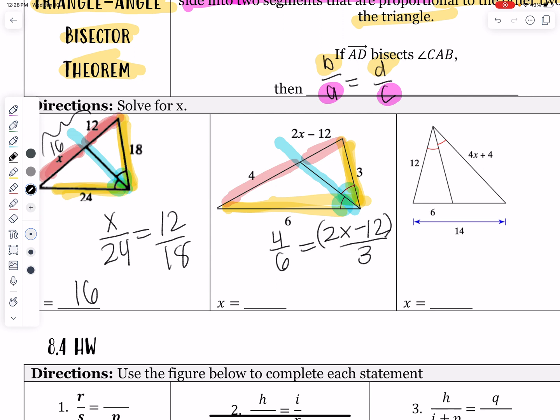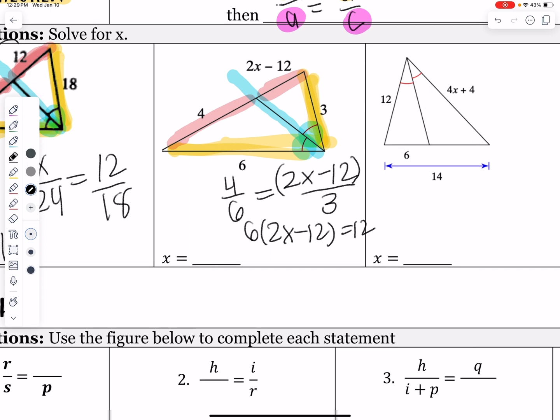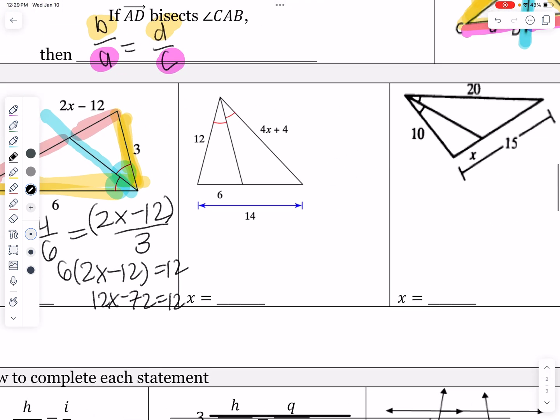Again, this is a distributive property problem. So 6 times 2x minus 12 equals 12. You would do the math on this one. You would get, let's see, let me make sure I've got this. Okay, so that'd be 12x minus 72 equals 12. You'd add 72 to both sides, and you end up getting x equals 7. Okay. All right, this next one's a little bit different.